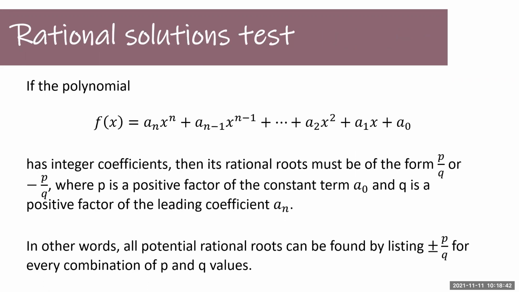The rational solutions test tells us that if we have a polynomial here in order, degree n all the way down to our constant term, and the coefficients are integers, so no fractions for A, then the rational roots have to be of the form P over Q or negative P over Q, where P is a positive factor of your constant term and Q is a positive factor of your leading coefficient. So all potential roots can be listed. Doesn't mean that they are all roots. That means they're all potential roots. So you're going to list the factors of this and divide by the factors of this and have the plus and the minus versions.